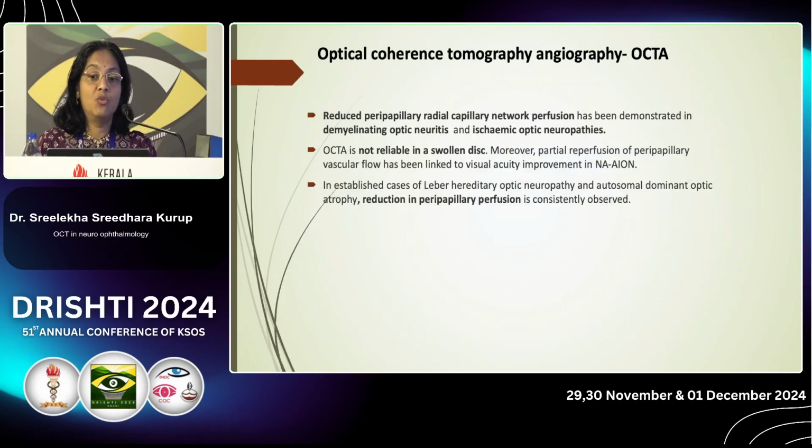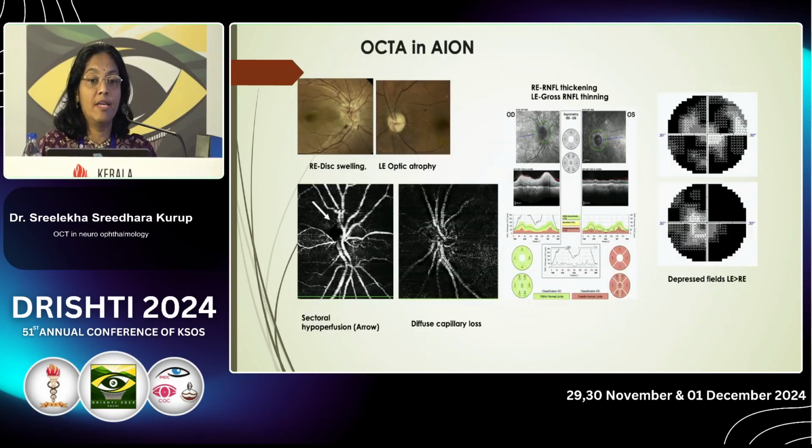OCT angiography helps to demonstrate reduced capillary perfusion around the optic nerve in demyelinating optic neuritis as well as in ischemic and Leber's and hereditary cases. Here is a case of OCTA in ischemic optic neuropathy, where you can see the right eye with acute disc edema and the left eye with previous episode optic atrophy. The right eye OCTA shows a supratemporal flow void, whereas in the left eye, the peripapillary capillaries are uniformly decreased.